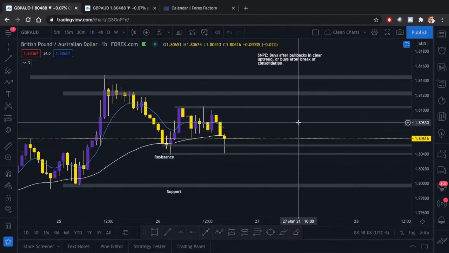Right. And that's what we're getting into this week. That's what we're looking for. Trade ranges above 15 pips. Buys after pullbacks in clear uptrends. Buys after consolidation breaks with a retest, confirming that it's going to continue going up. That's what I'm looking for here this week.